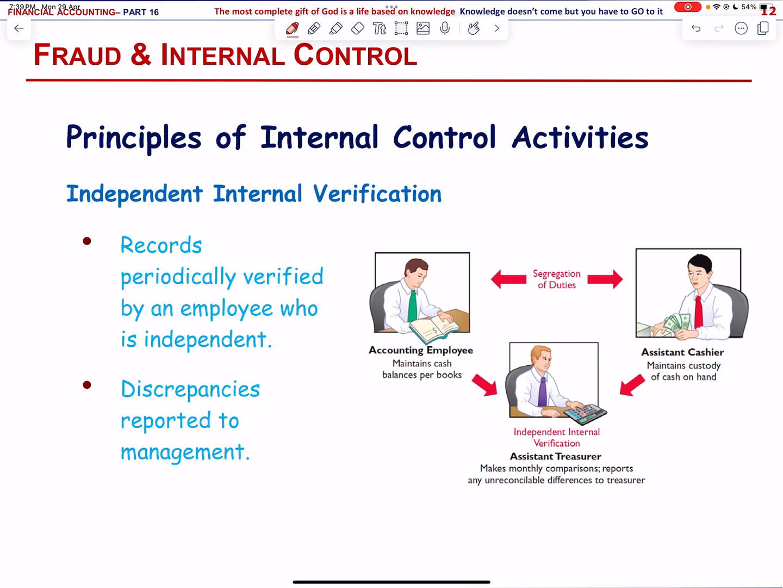The principle of independent internal verification means regular checks, that is, records are reviewed periodically by someone independent of the process to ensure accuracy. Then report discrepancies, that is, any mistakes found during checks should be reported to management for fixing. Following this principle improves internal control, reliability, ensuring accurate financial reporting and reducing the risk of errors or frauds.